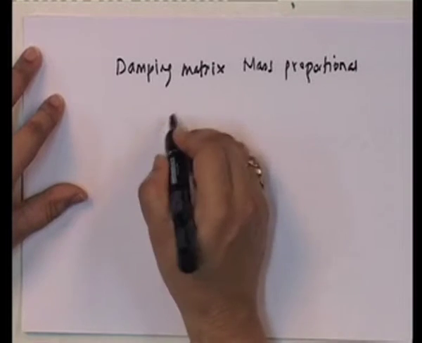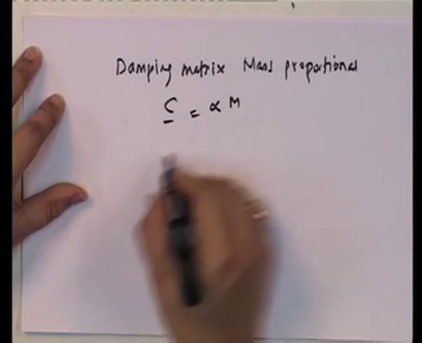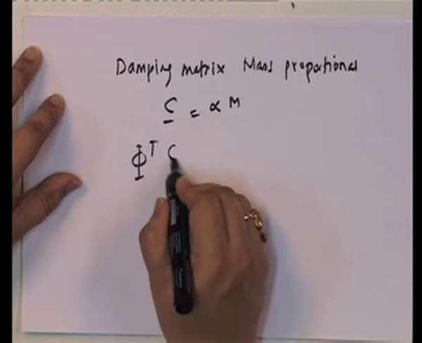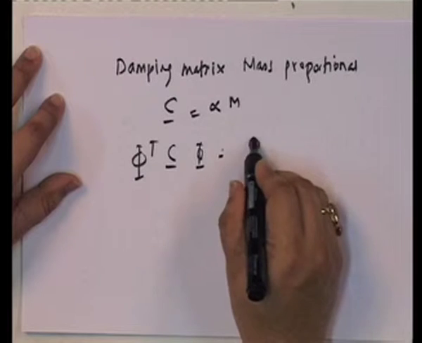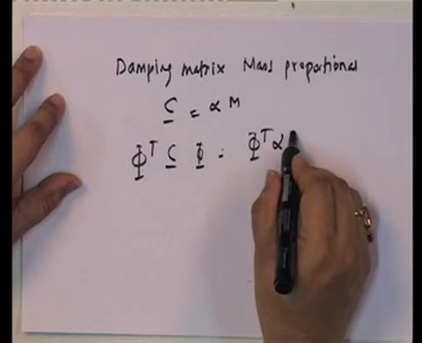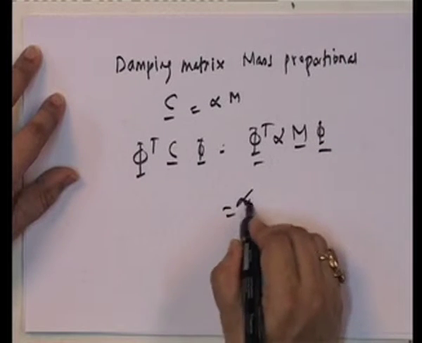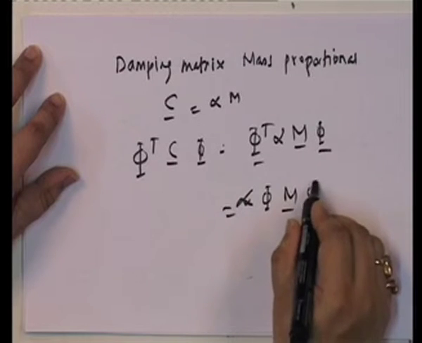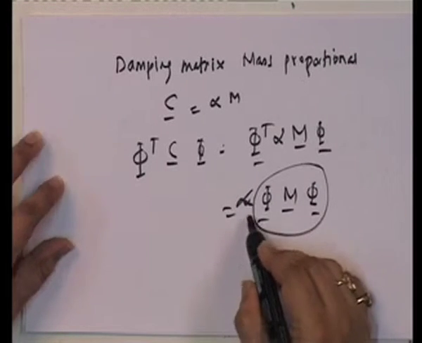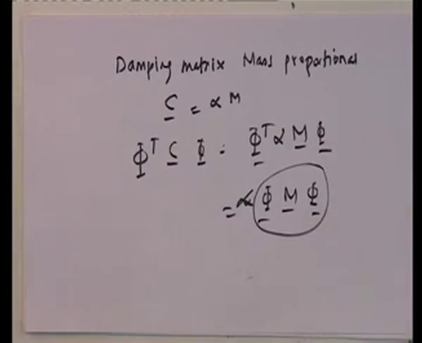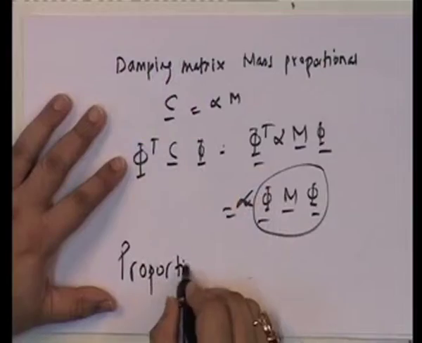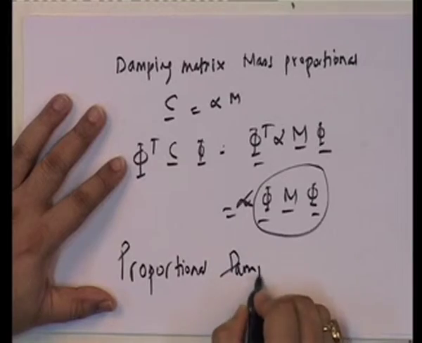What happens? If C is equal to alpha m, then phi transpose C phi becomes phi transpose alpha m phi. Alpha is a scalar, so this becomes alpha into phi n transpose m phi, and since we know this is diagonal, and alpha into diagonal is a diagonal matrix, C is diagonal and therefore, we can uncouple it. This is the reason why we call it proportional damping.